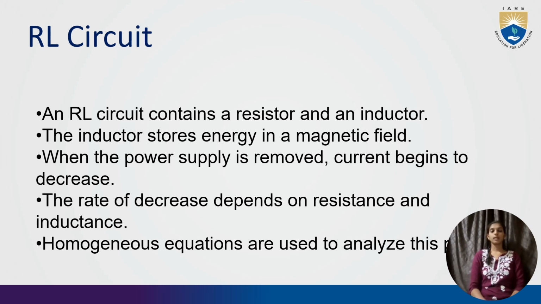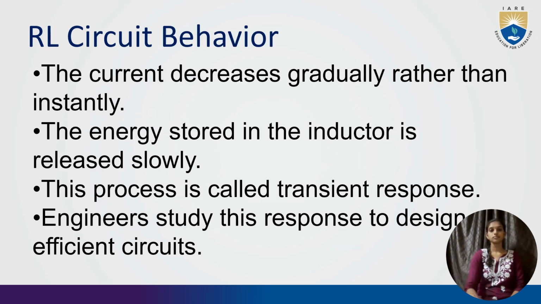RL circuit. An RL circuit contains a resistor and an inductor. The inductor stores energy in a magnetic field. When the power supply is removed, current begins to decrease. The rate of decrease depends on resistance and inductance. Homogeneous equations are used to analyze this process.